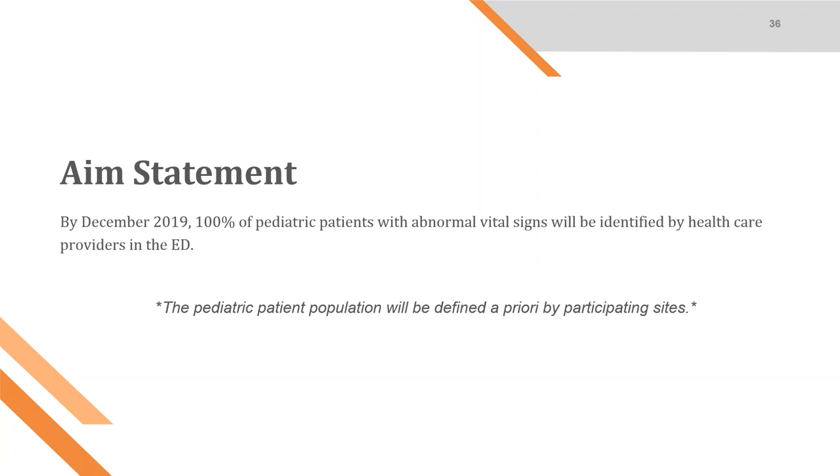So what we're going to do is start with the AIM statement, and this is the global AIM statement for any site that is working on this particular bundle: by December 2019, 100% of the pediatric patients with abnormal vital signs will be identified by the healthcare providers in their emergency department. We are not going to specify the criteria for the pediatric patient population; that is going to be dependent upon the site.